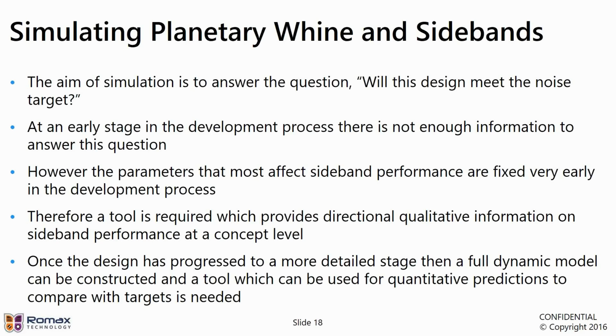So we need some kind of tool that we know is not going to give us predictions of noise levels at an early phase, but which is going to give us qualitative information about the design, about which sidebands are likely to occur, and which sidebands are most sensitive to which types of errors. We need that at the concept level, and I'll briefly show you an example of that when we look at the case study. But of course, once we do have a more detailed design, we can then go to a full dynamic simulation. We can construct a dynamic model, and we can use the Romax tools to produce quantitative predictions that we can compare with the targets. And we'll see in the case study again how we've managed to achieve some very good correlation.